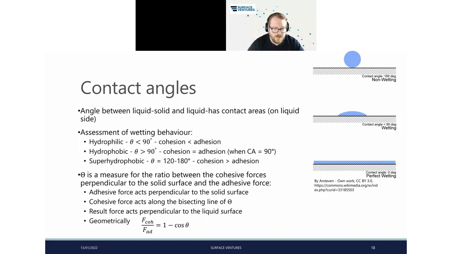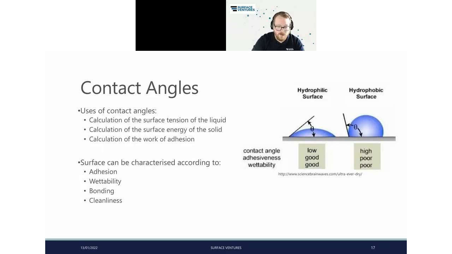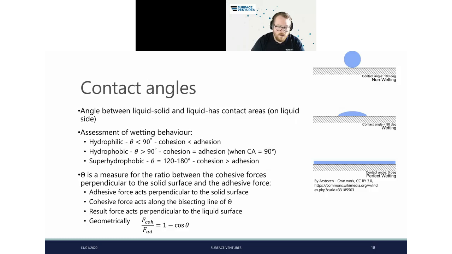So this angle is a measure of the ratio between the cohesive forces perpendicular to the solid surface and the adhesive forces. The adhesive force acts perpendicular to the solid surface. The cohesive force acts along the bisecting line of the contact angle. And if we go back a little bit to Young's equation, the cohesive force divided by the adhesive force is 1 minus the cosine of the contact angle.